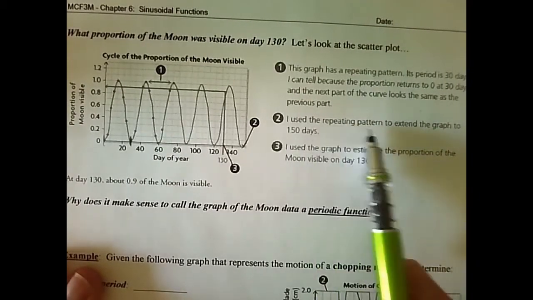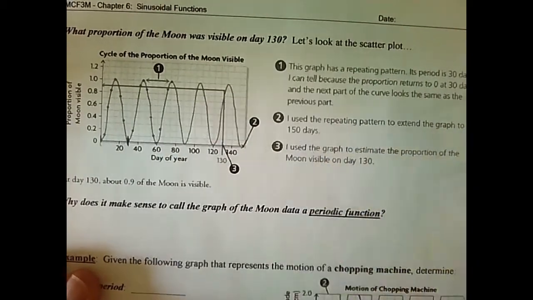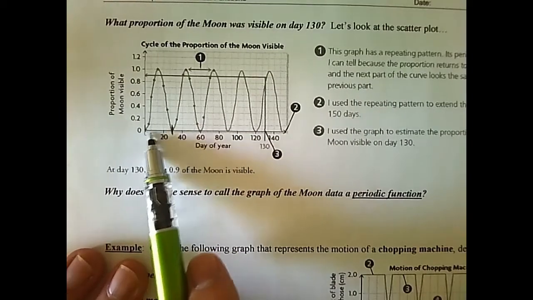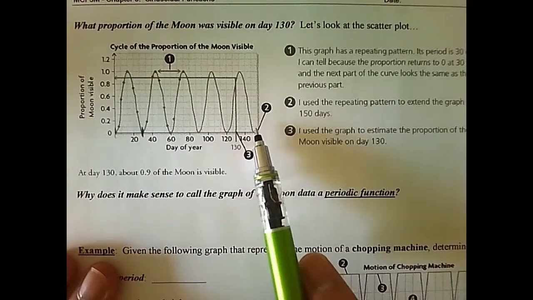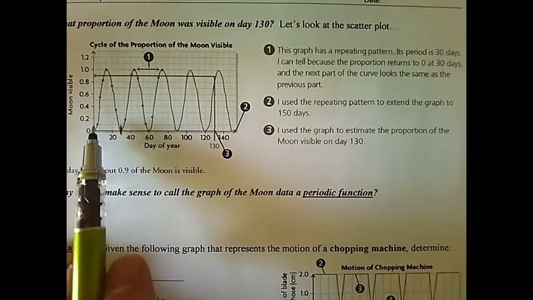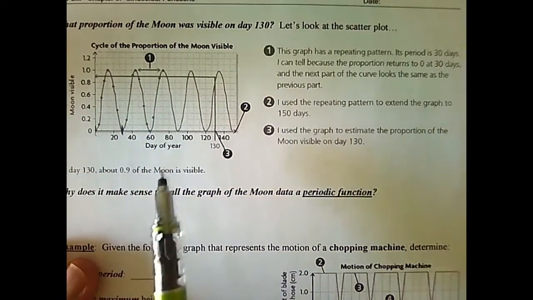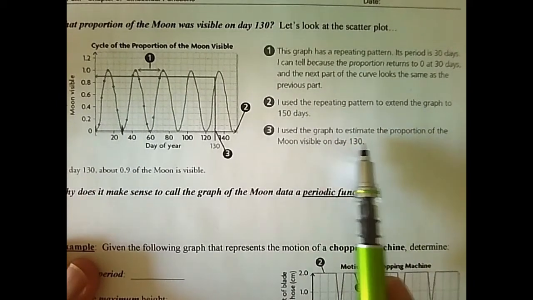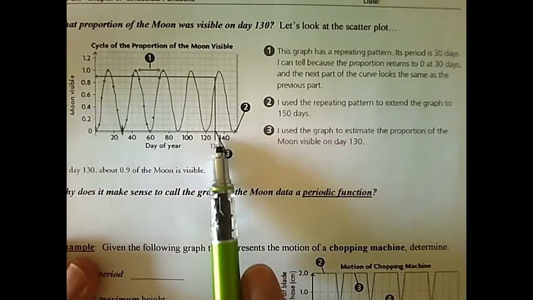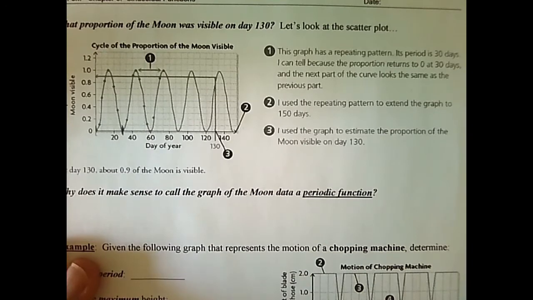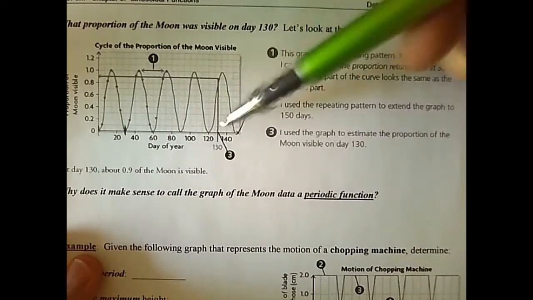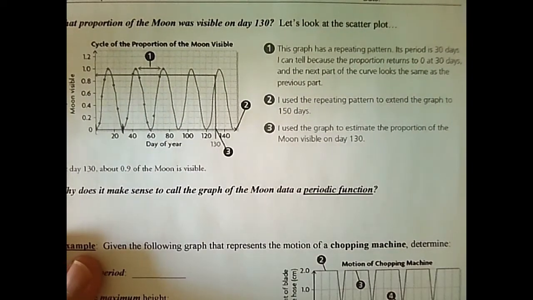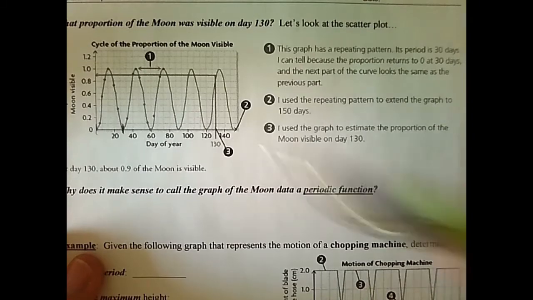This person used a repeating pattern to extend the graph to 150 days, meaning if they knew the pattern for the first cycle here, they can just repeat this every 30 days until they get to here. And then by predicting what the graph is going to look like, they can estimate how much of the moon is going to be showing at this day. So going all the way back to grade 9, again, we're doing some interpolating, some extrapolating, but now we can extend our data because we know it's going to be in a cyclical fashion, or exhibiting periodic behavior.